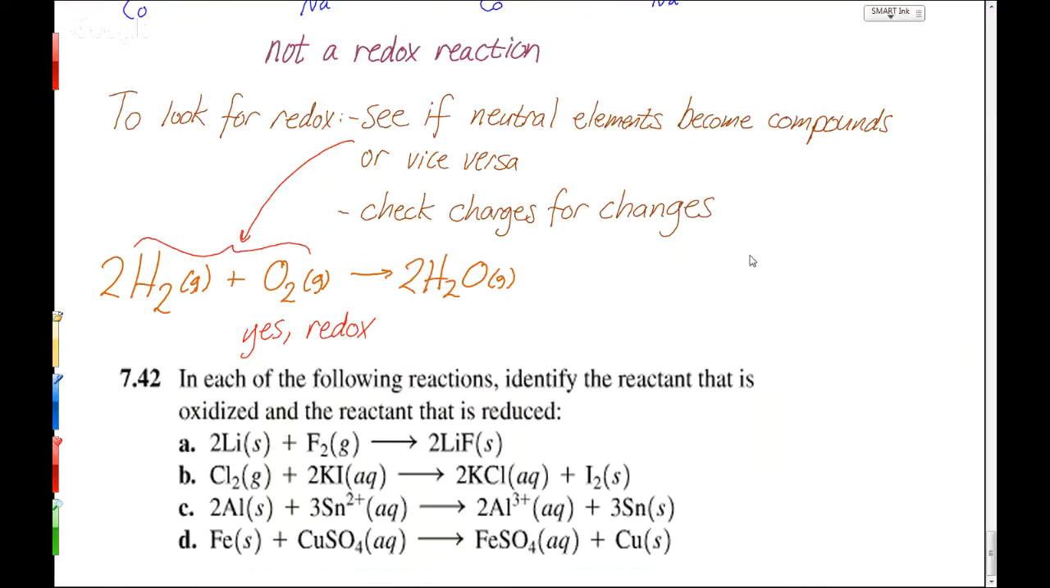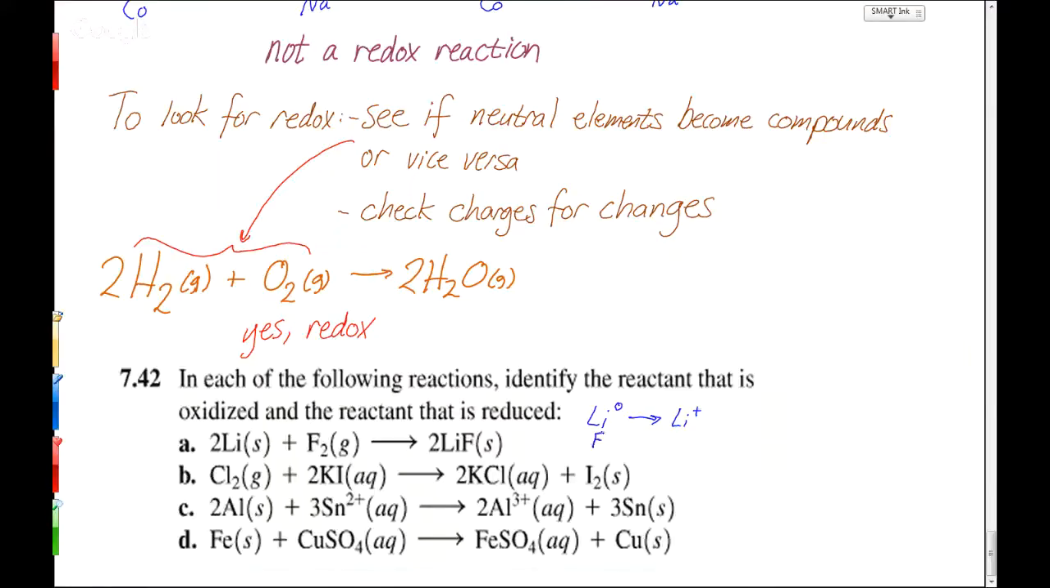So we have to look at the charges on the left and the charges on the right and see what the change is. So let's look at lithium first. Doesn't matter which one you do first. What's the charge of lithium on the left of this equation? 0, because it's all by itself. It's not in a compound. And what is it on the right? +1, because it's in a compound. You see that? Okay, what about fluorine?